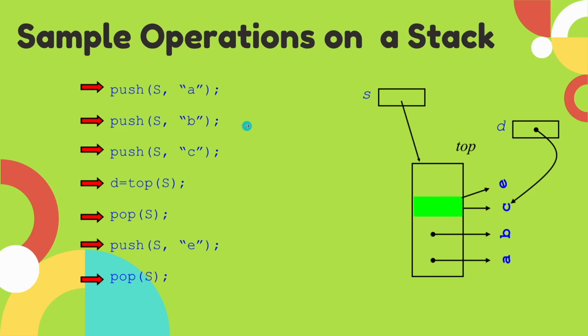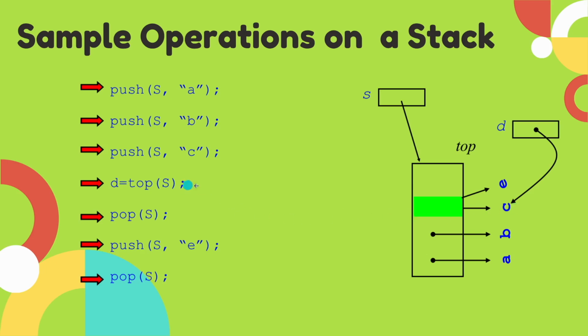Next, I do a push operation on the same stack, but with a different element named B. Followed by that, I do again a push with a different element named C. So, on top of A we have B and C.